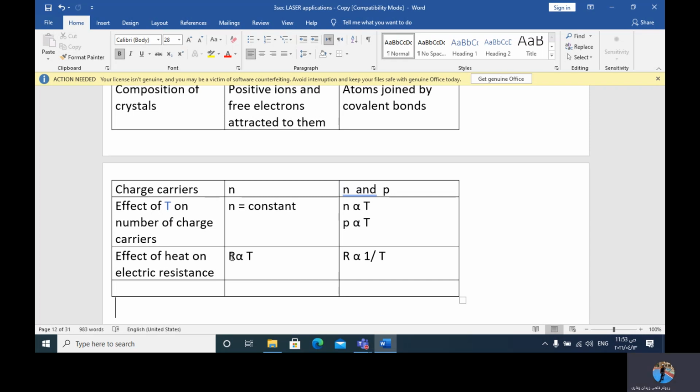So in this case, we have to look at the semiconductors. If the temperature increases, the resistance increases, which means that the current will be less if I raise the temperature.